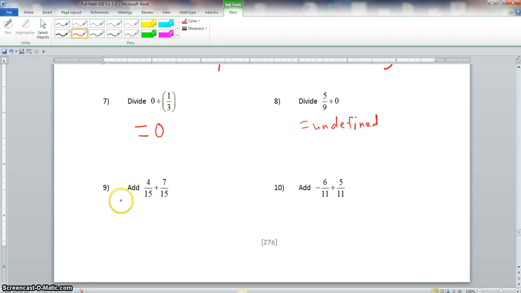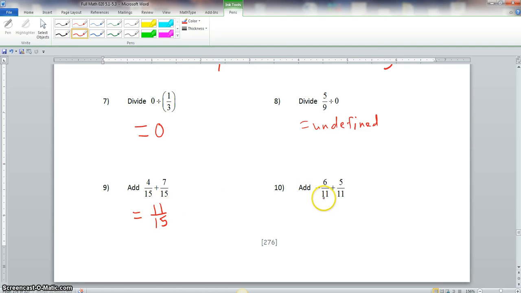Now we go down here to number 9. We have add. We know in order to add fractions, they must have the same denominator, which we have here. So our denominator is 15, and we add our numerators. 4 plus 7 is 11. And they have nothing in common, so we're done.